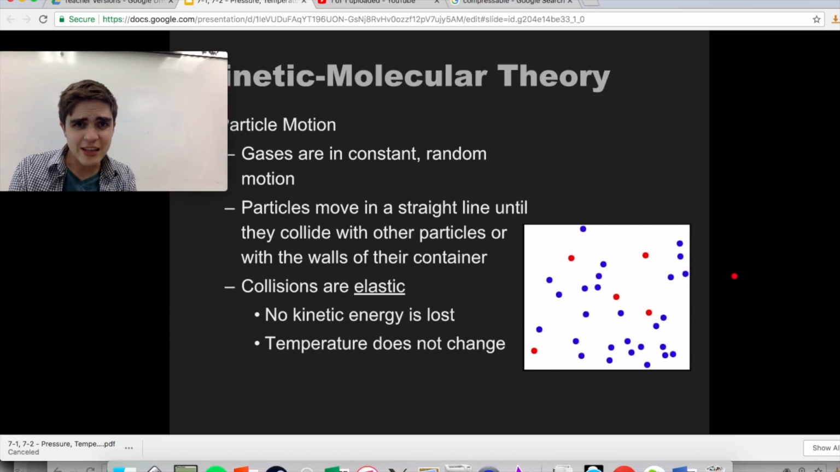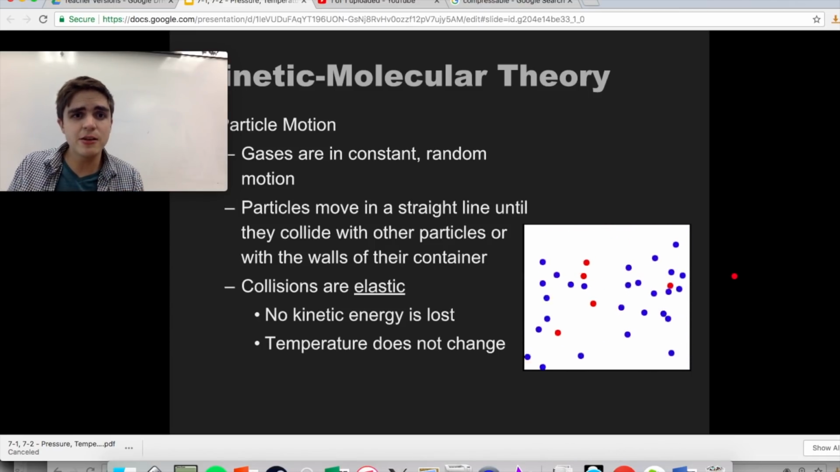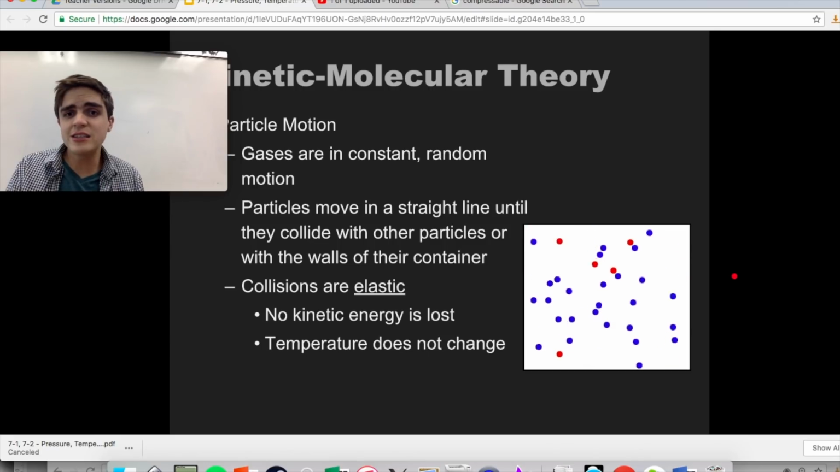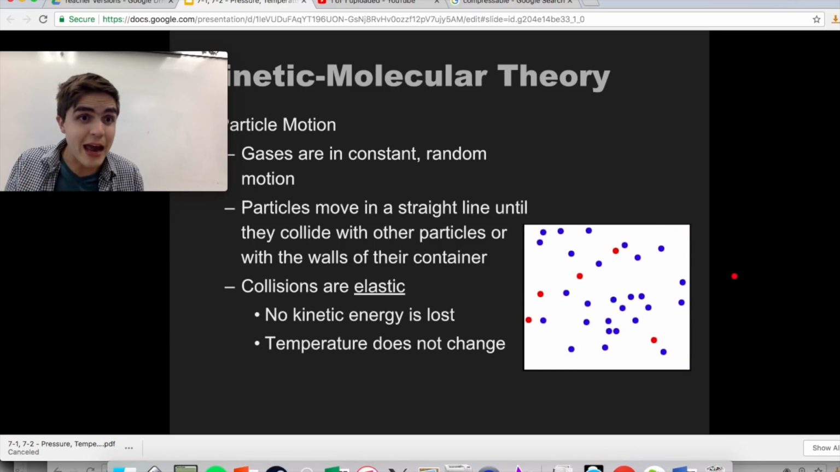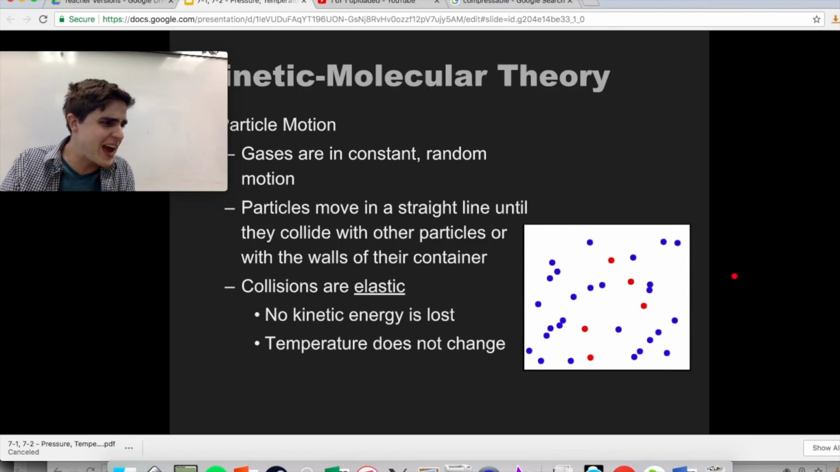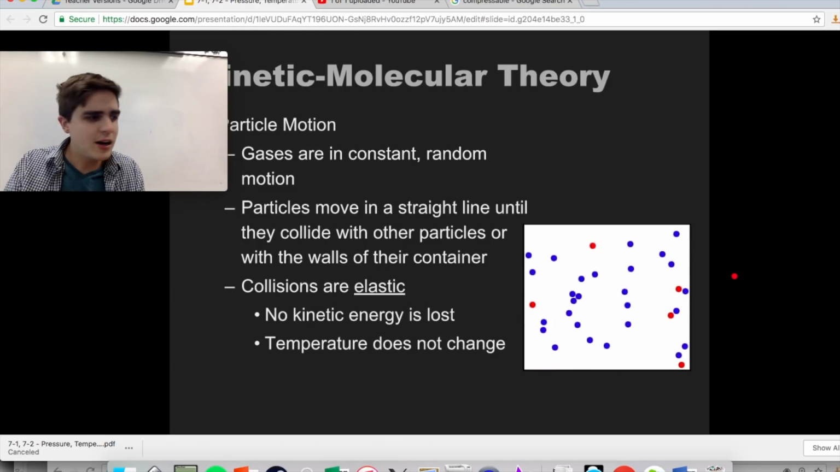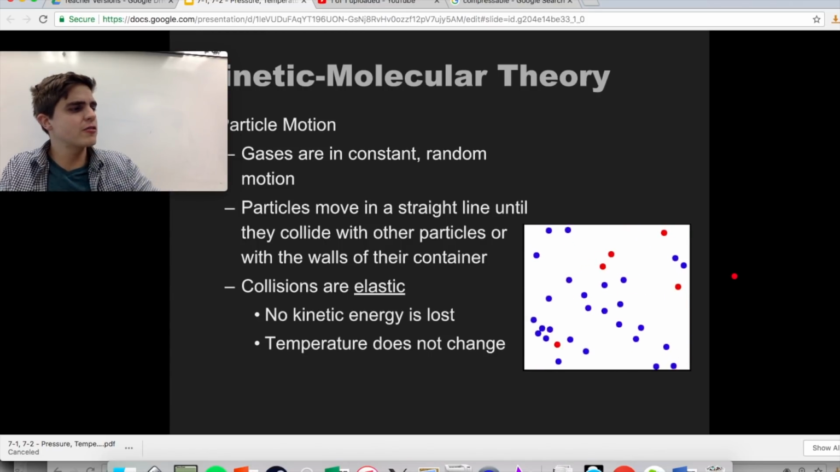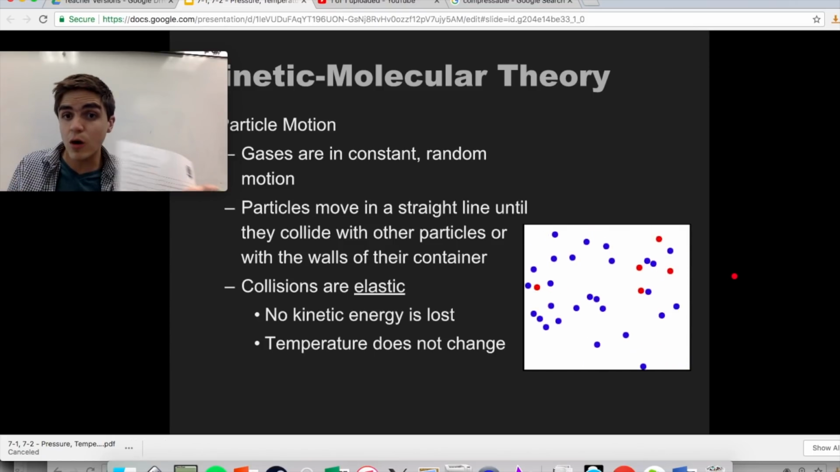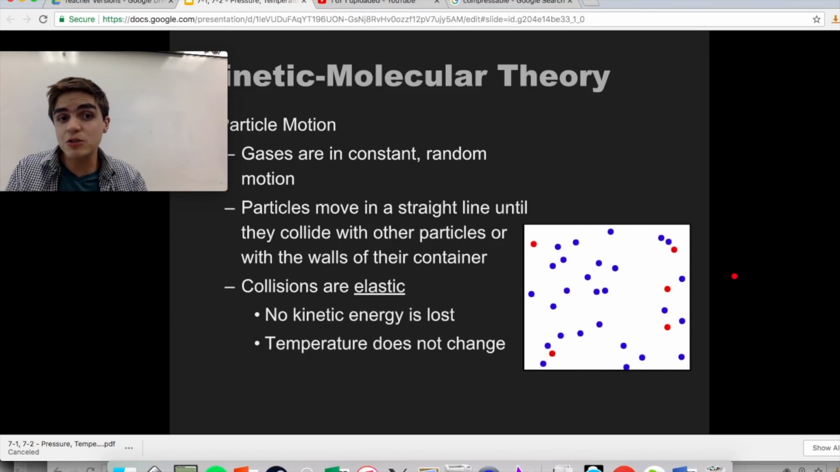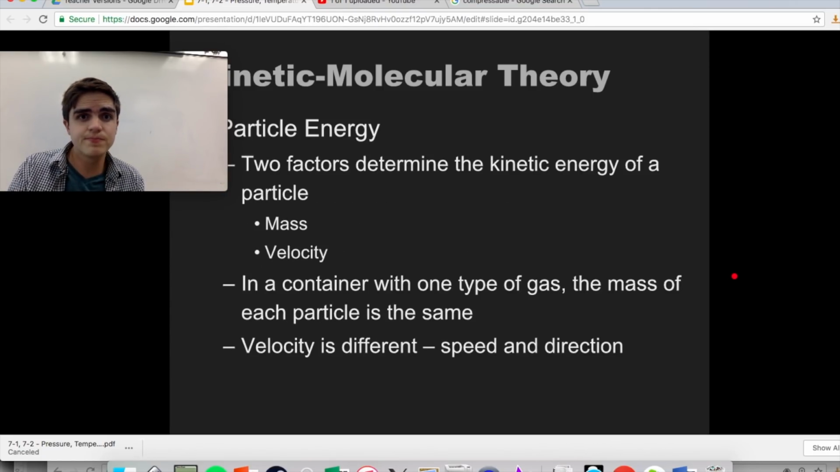Well, if that's the case, this constant random motion is really going to dictate how we think about gases, because if they're not in motion, they're no longer a gas. So make sure you have it down again. Gas particles move in straight lines until they collide with the walls or each other, and they're elastic, which means no KE or temperature loss.